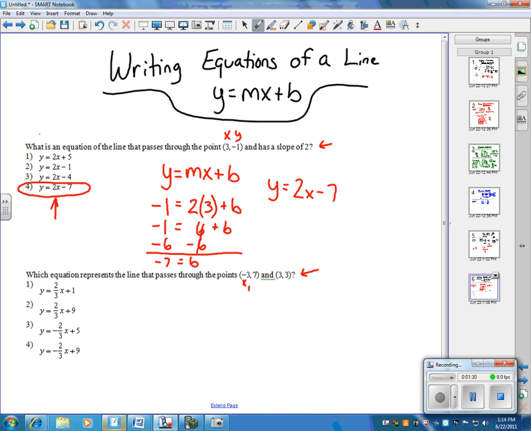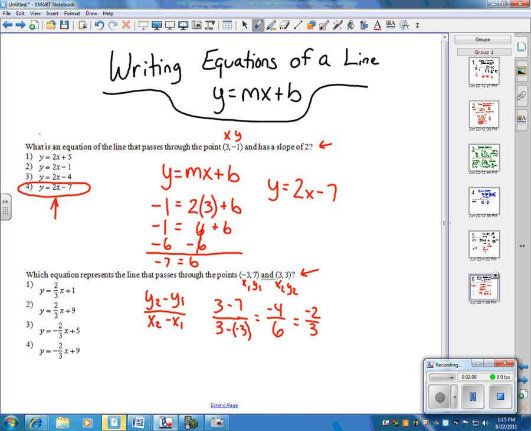Now the second one, we're going to have to use our slope formula. So we have an x1, y1, and x2, y2. We'll use that slope formula that's in our reference table. So my slope formula, just in case you don't have it in front of you, is this. Let's substitute it in. We get 3 minus 7 over 3 minus -3. So that makes our slope -4 over +6, which will simplify to -2/3.